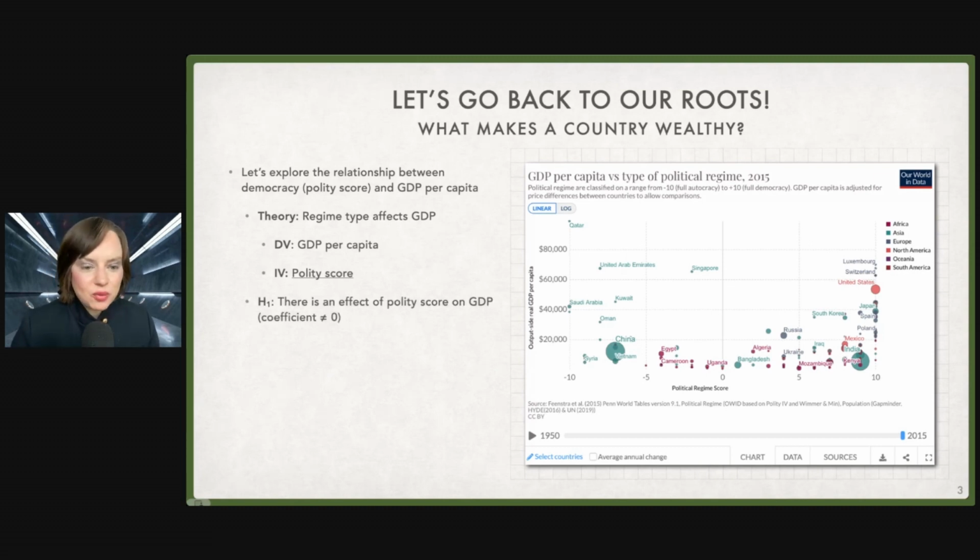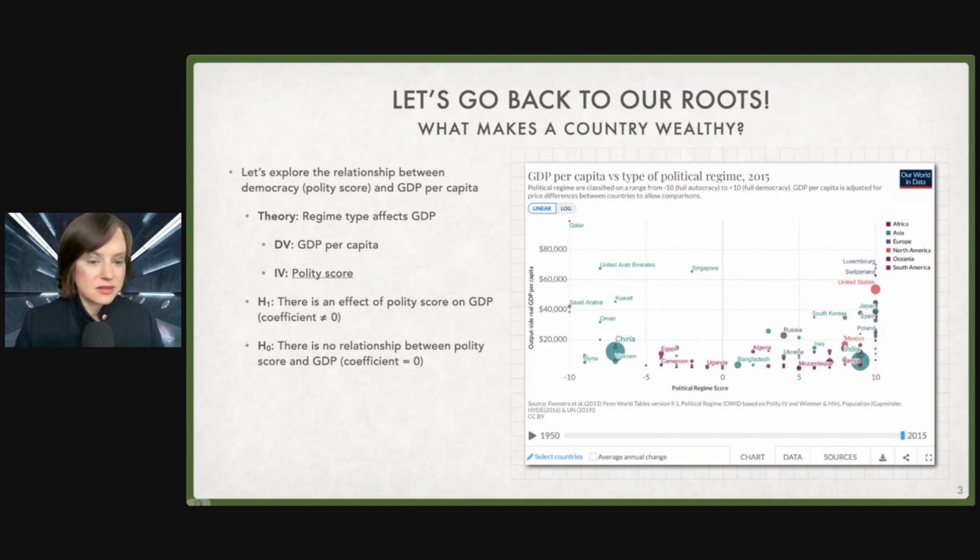I have a hypothesis. My hypothesis, H1, there is an effect of polity score on GDP. In other words, I am predicting that my coefficient, my regression coefficient, is not equal to 0. Note, I could make a hypothesis that was directional. I could say hypothesis 1, there is a positive effect of polity score, or there is a negative effect of polity score. And our interpretations might be slightly different, but it's roughly the same idea. I'm just setting it this way to keep it simple.